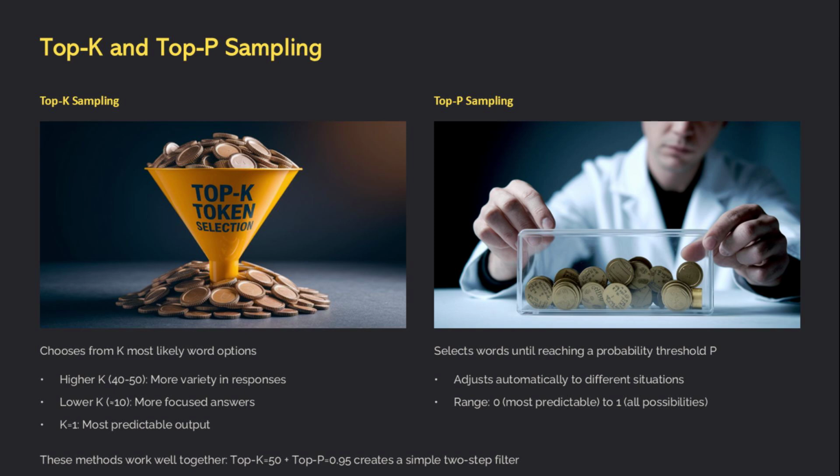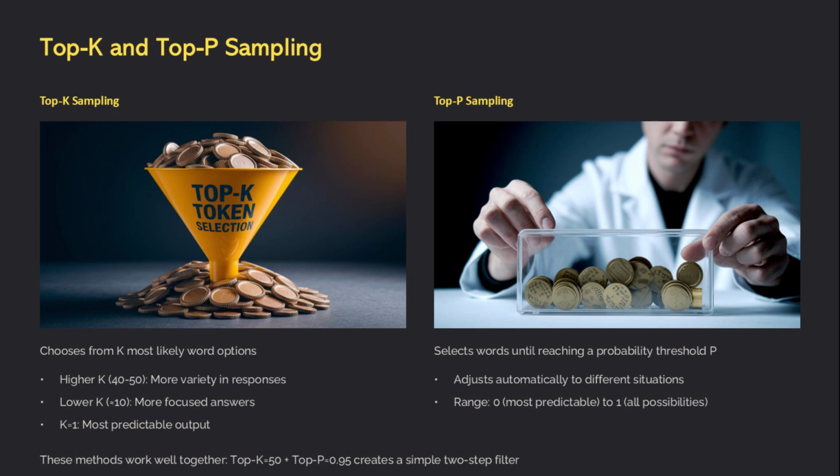Many practitioners combine these methods. For example, setting top K to 50 and top P to 0.95 creates a two-stage filter. First, top K selects the 50 most likely tokens, then top P further filters to those comprising 95% of probability mass. This approach prevents considering extremely unlikely tokens while maintaining contextual adaptability.